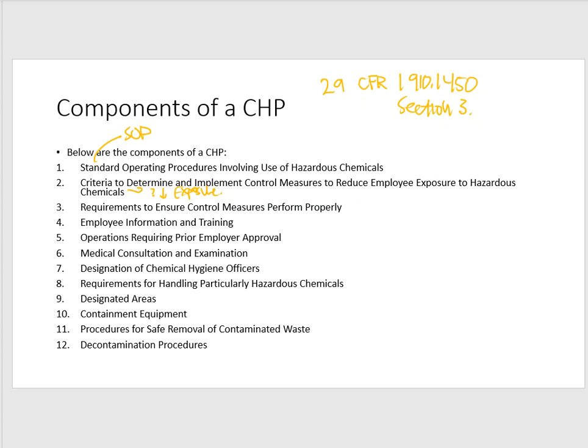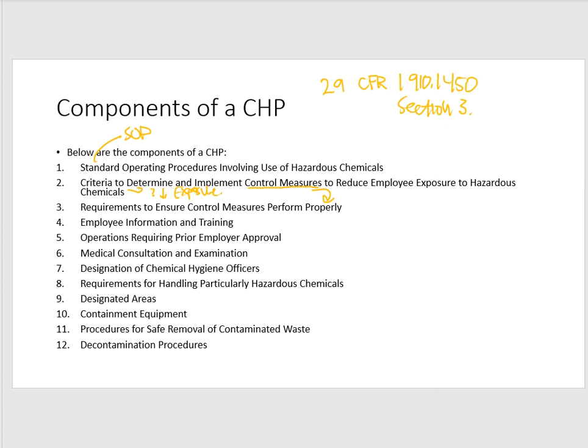Number 3, requirements to ensure control measures perform properly. So the control measures that you are introducing up here to limit the exposure, how are you going to make sure that those are working? How are you going to make sure that those are getting implemented? If you're going to take the trouble to tell us what you're going to do to prevent it, well, how are you going to back it up? How are you going to say that these have been done and these are implemented?